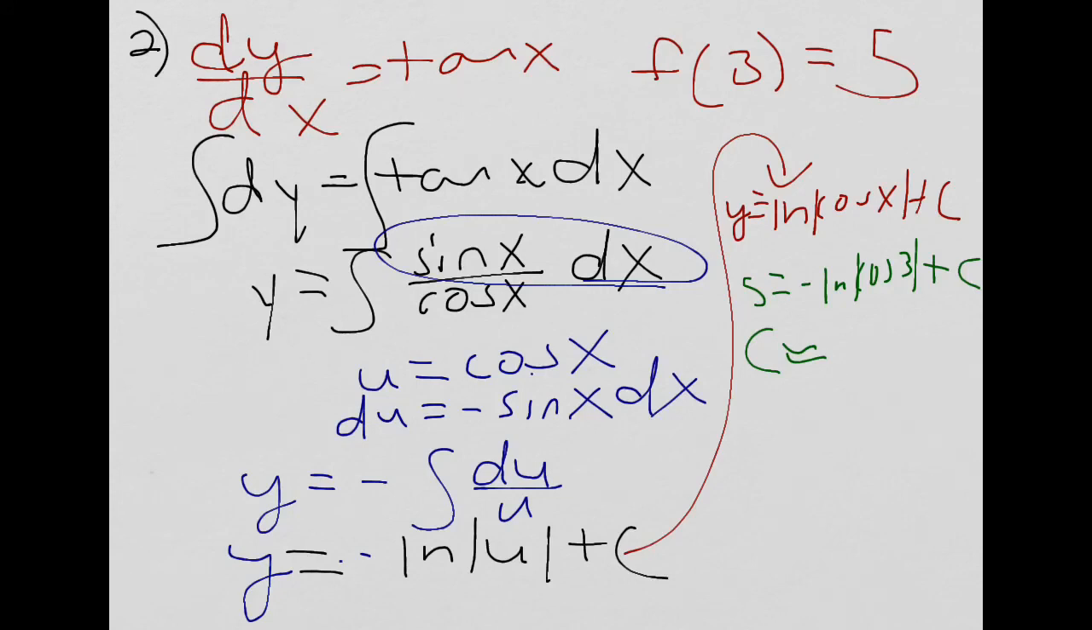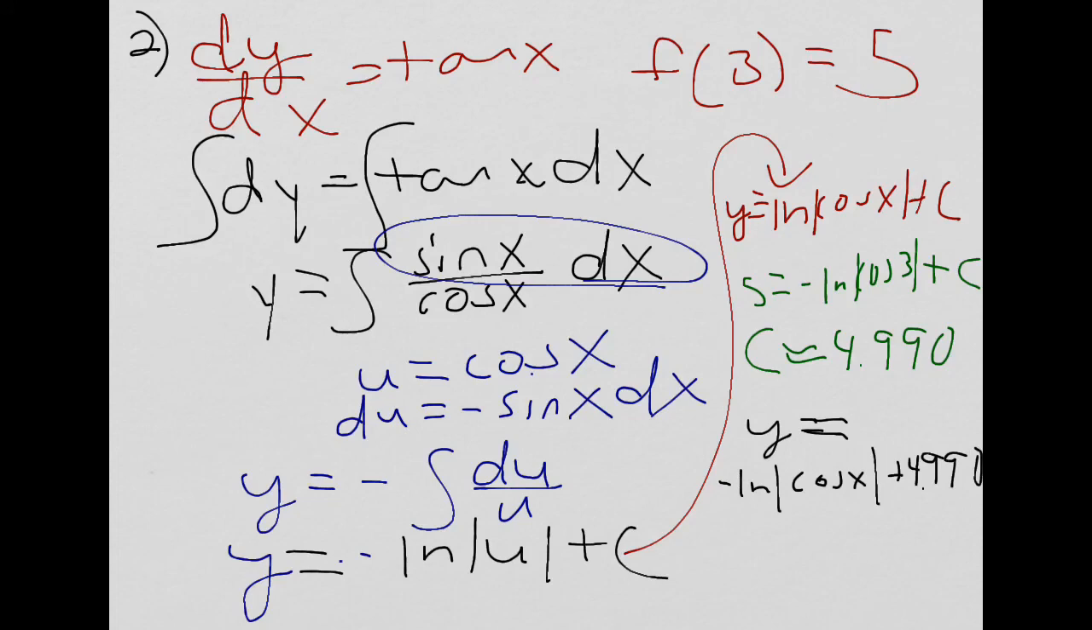Okay, so if you enter it in at once or even do it piece by piece, as long as you refer to the last answer, you can get about 4.990. Have the 0, so you show you did round appropriately to 3 decimal places. And you're good to go for writing your answer. y is equal to the negative ln absolute value of cosine of x, or it's an approximate, plus 4.990. All right, good luck.